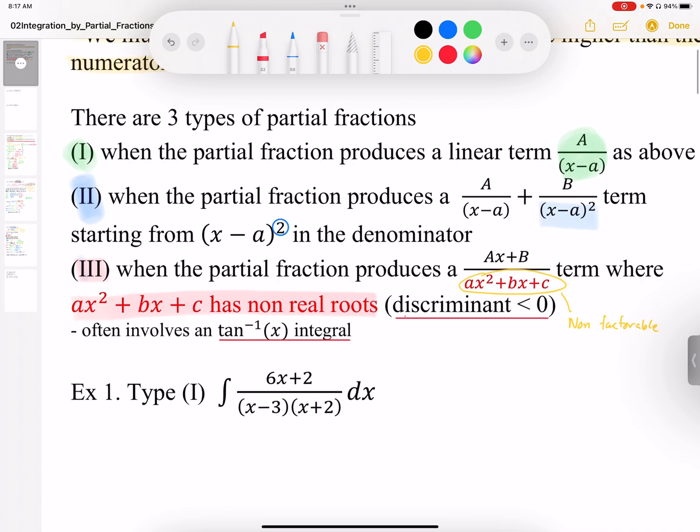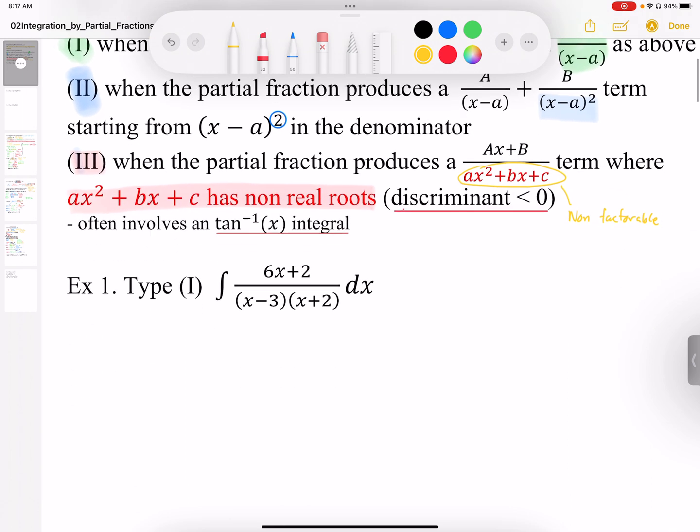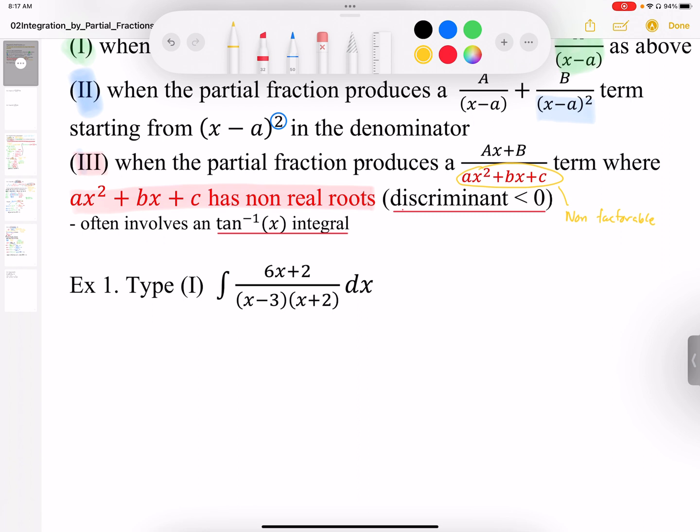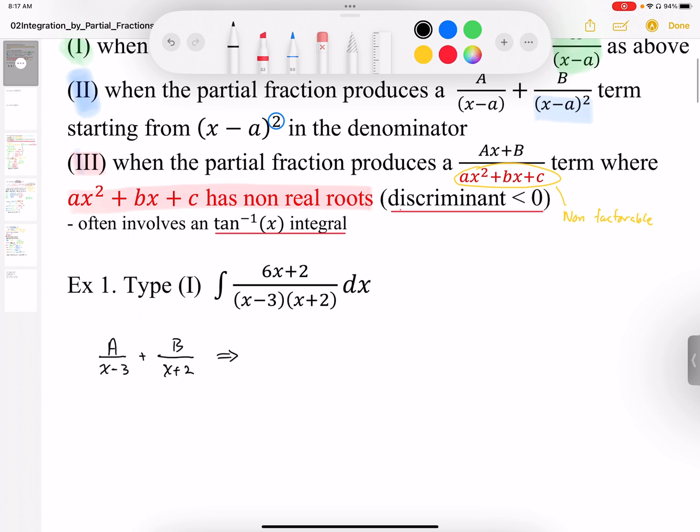Okay, so we're going to do some practice with these type 1 types. When we have this type 1, we have the linear factors x minus 3 and x plus 2. And so we're going to split this up into its partial fractions. We're going to write this as A over x minus 3 plus B over x plus 2. Then we're going to set up the equations to allow us to solve for this.